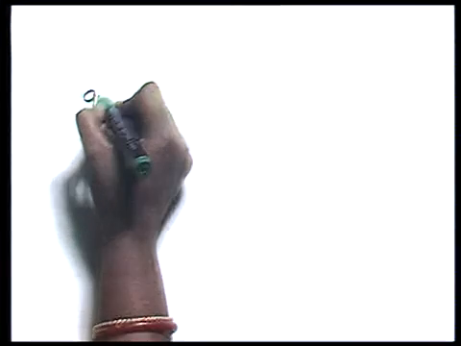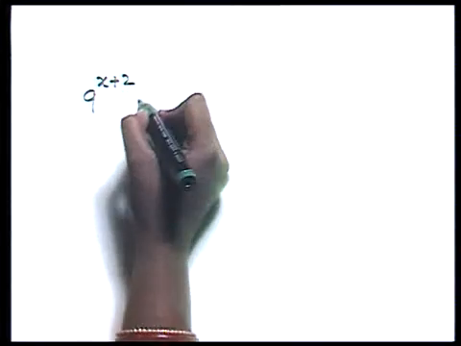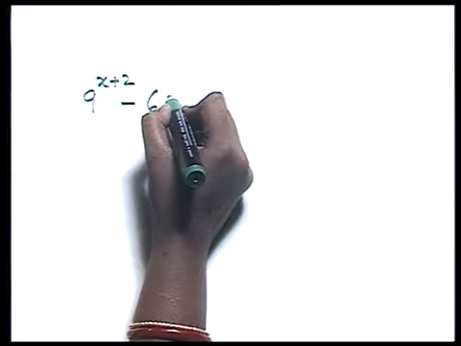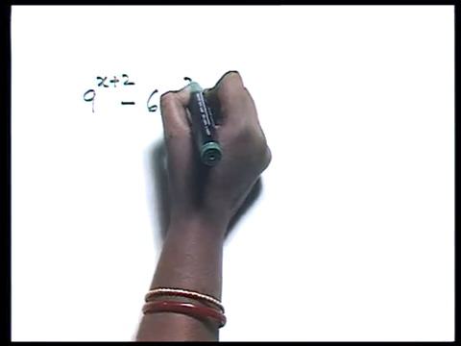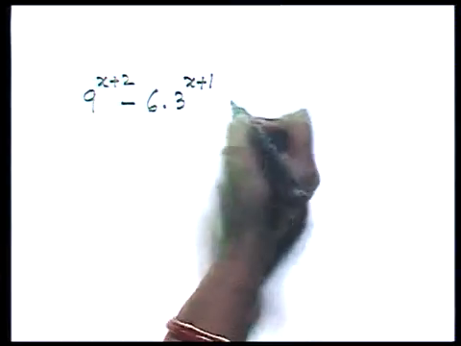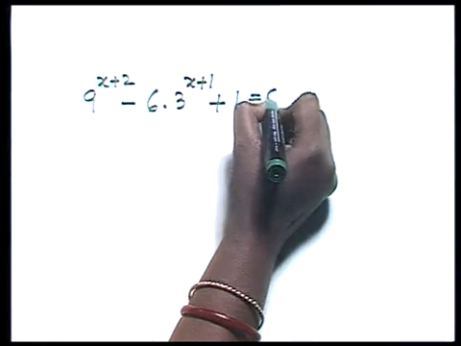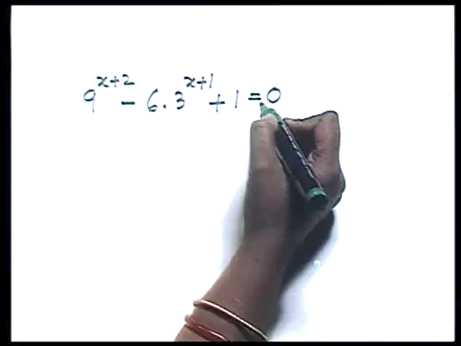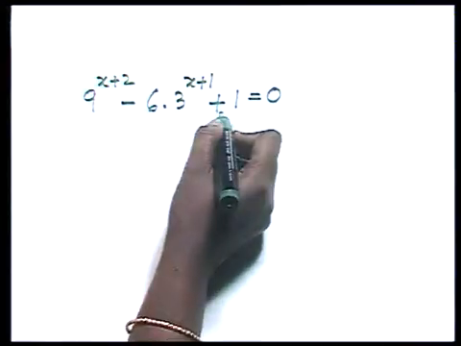Now look at another important type of equation. 9 raised to the power x plus 2 minus 6 times 3 raised to the power x plus 1 plus 1 equal to 0. Now observe this equation carefully. Is it a quadratic equation? No, again it is not a quadratic equation. But can we reduce this equation to quadratic form? Let us see. Let us simplify this equation.